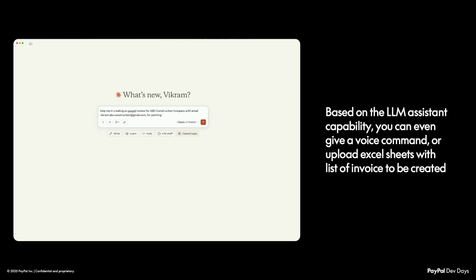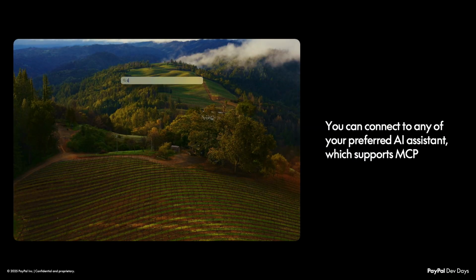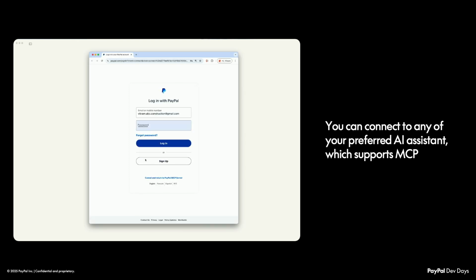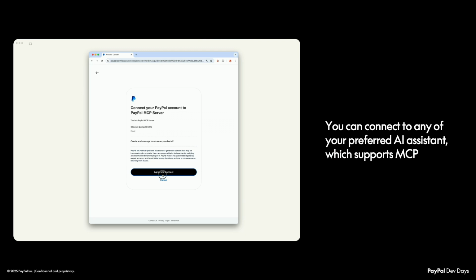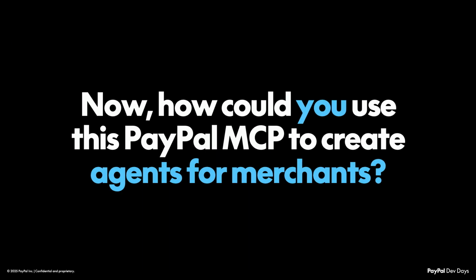So let me introduce you to PayPal's Model Context Protocol server. In short, we refer to it as PayPal MCP, right? PayPal has remotely hosted its MCP server to let merchants use it as an enterprise extension for any of their preferred AI assistants, which supports MCP client connection, right? Now, let's get into the more exciting part. How can you, as a developer, use PayPal MCP to solve problems for merchants and their customers, right? And how does it make your life easier when building agents for merchants?